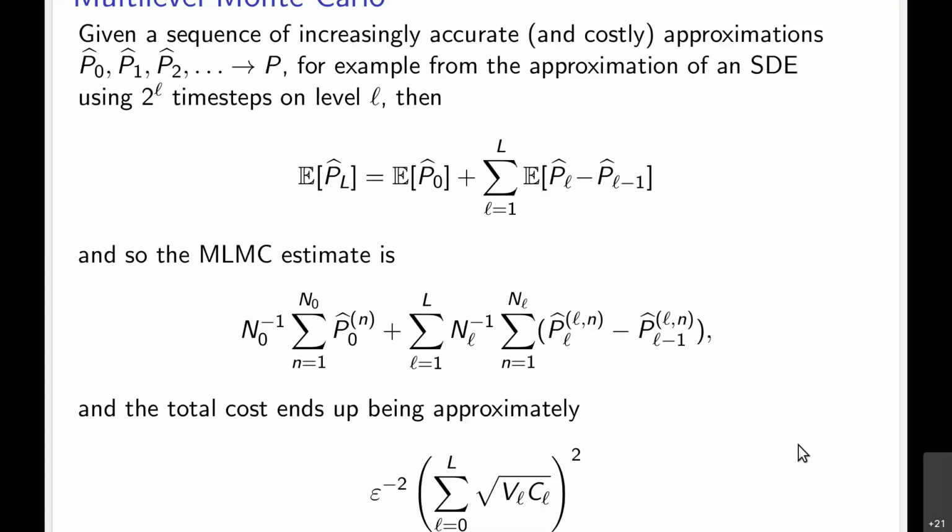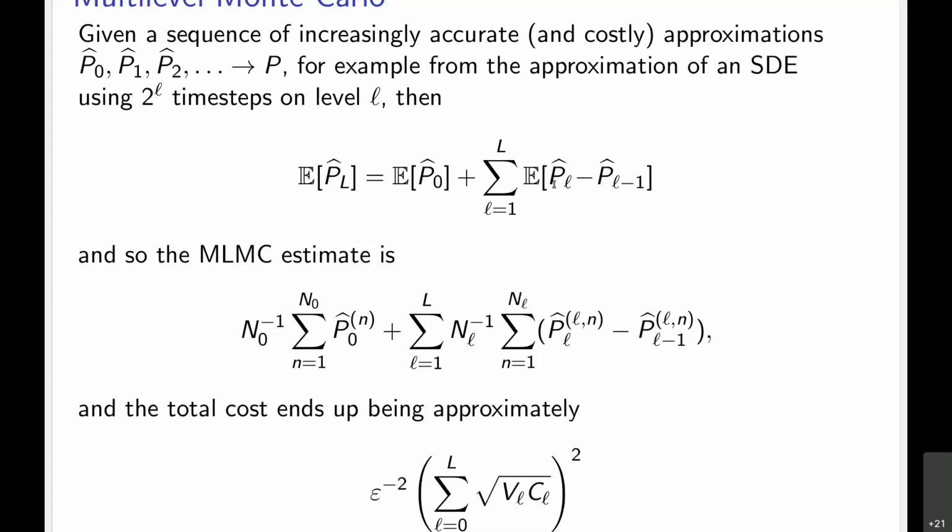And so in this case, we have the expected value of p hat capital L. This is a sufficiently fine approximation so that this expected value is close to being the true expected value. And then that decomposes into this telescoping sum, where we have the expected value of p hat 0, which might perhaps, in this case, only have one time step for the entire time interval, plus this set of expected corrections.